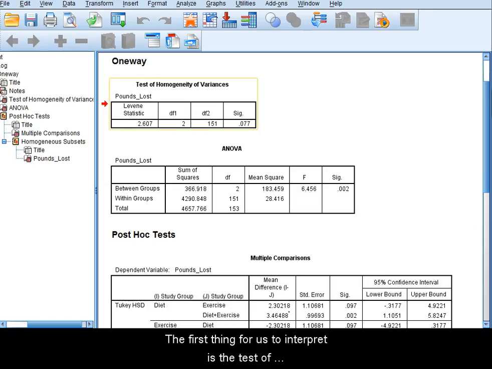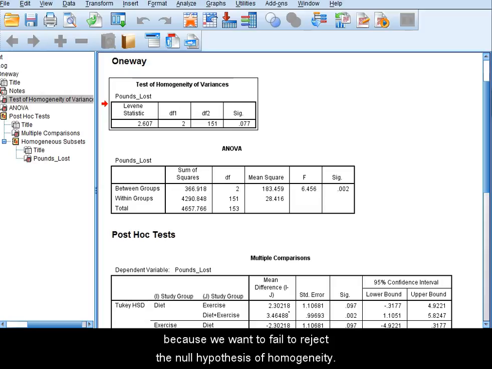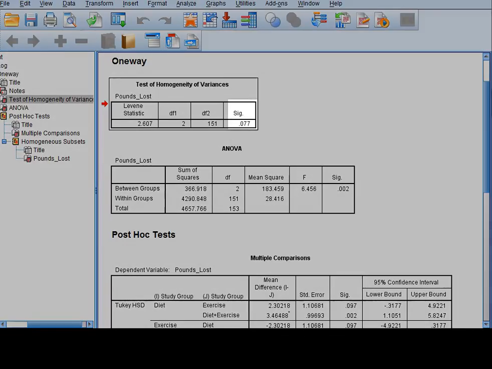The first thing for us to interpret is the test of homogeneity of variances. Similar to a normality test, the null hypothesis of this test is that the variances are homogeneous, which is the assumption under ANOVA. Therefore, we want the significance level, or the p-value, to be greater than 0.05 because we want to fail to reject the null hypothesis of homogeneity.